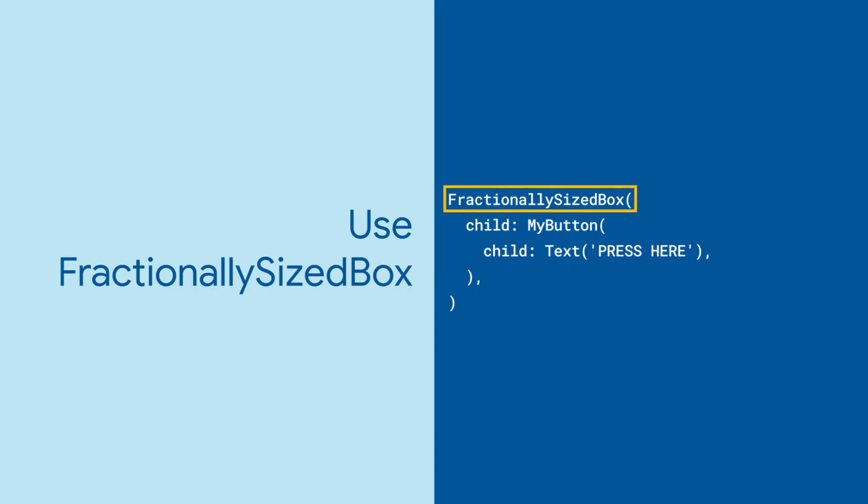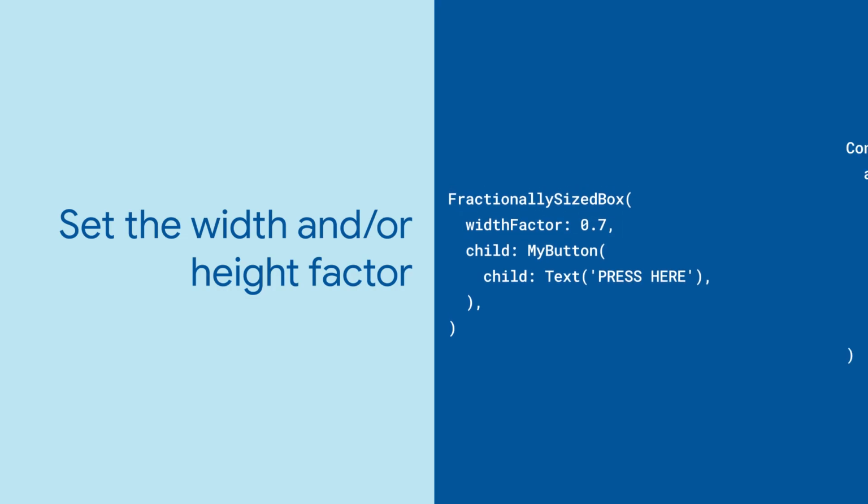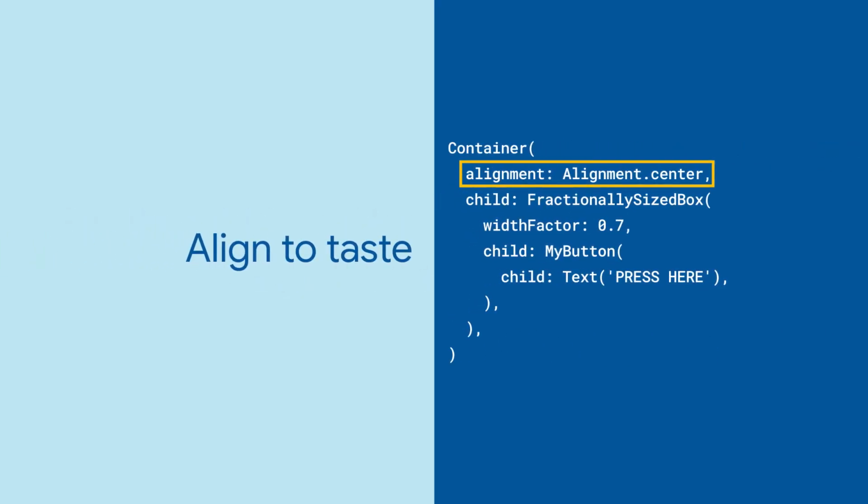Wrap the child you want sized with FractionallySizedBox. Give it a height and/or width factor. 0.7 means 70% of the available size. And you can use alignment to control where exactly the fractionally sized widget will be.